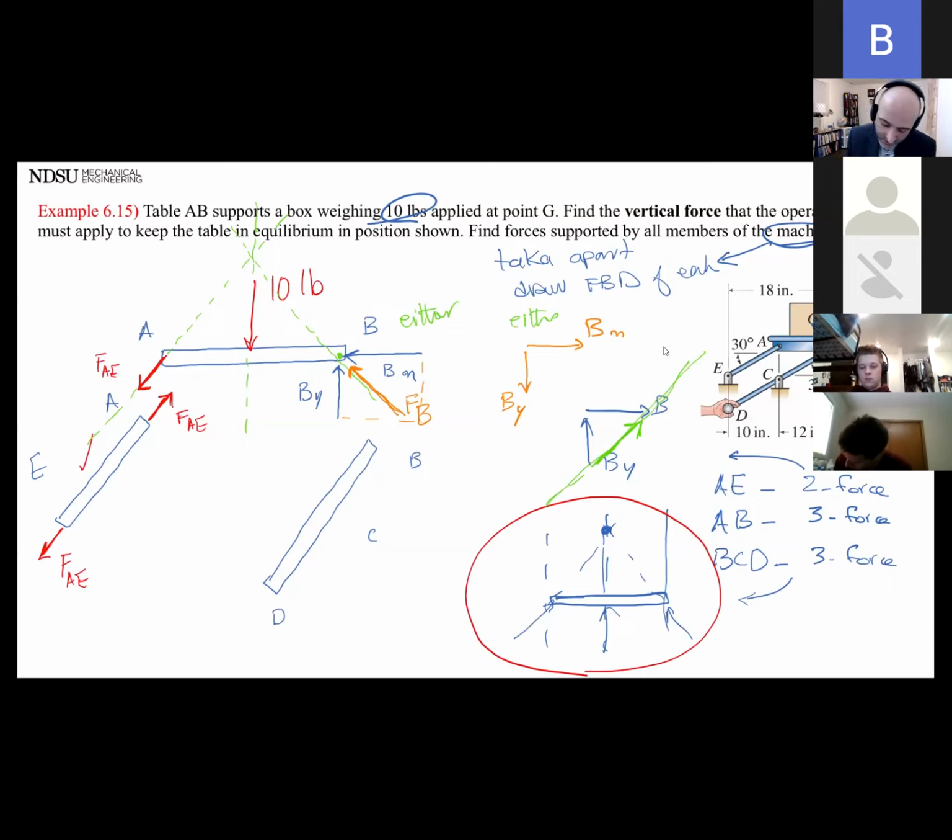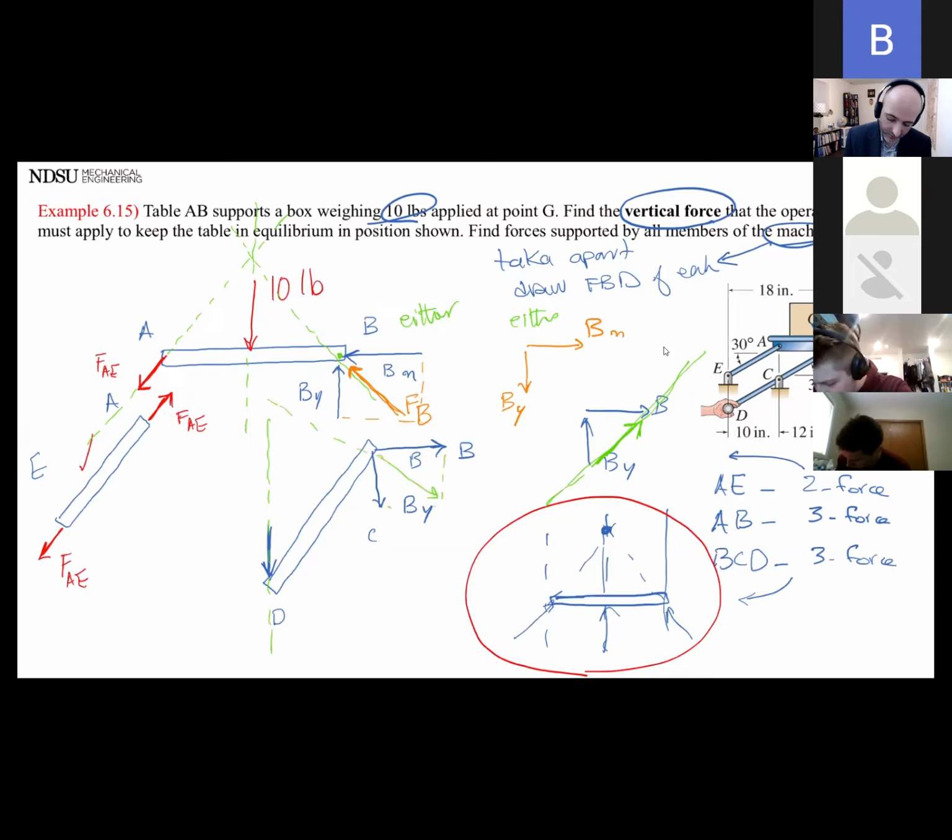So now that I know that, I have to make point B, Bx going this way, By going this way. I know that at point D, the operator applies a vertical force. So the vertical force is going to be here. Okay, this is a 3-force member. Again, I have to be mindful of the line of action.